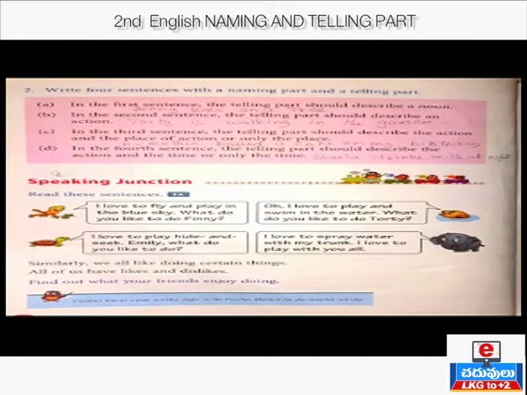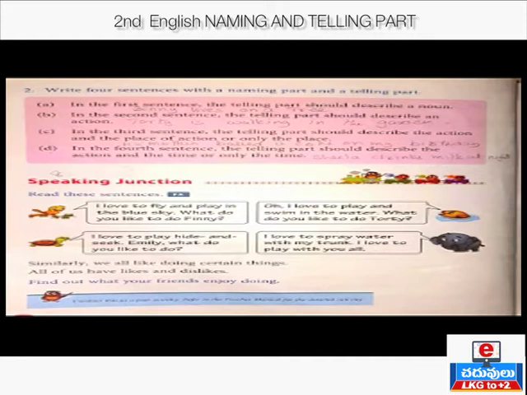Next. In the second sentence, the telling part should describe an action. What should it describe? The telling part should describe an action. Now we'll see the sentence formation. Toti is walking in the garden. It is describing what Toti is doing, how she is walking. Toti is walking in the garden.